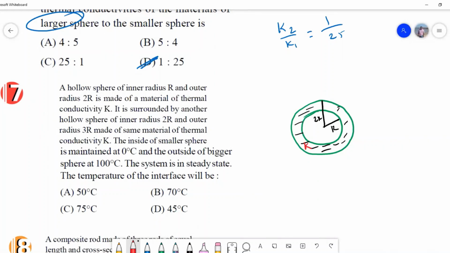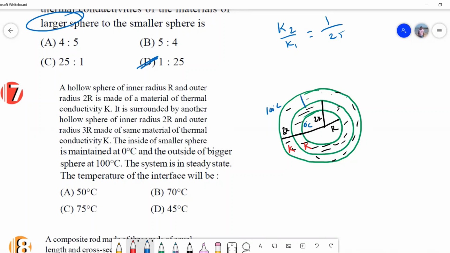Now it is surrounded by another hollow sphere. Let's draw one more hollow sphere around it, and the radius of this is given as 3R. The inner radius is R anyway, and this is also filled with the same material of thermal conductivity K. Both are filled with the same material. The inside of the smaller sphere is maintained at 0, and the outside of the bigger sphere is maintained at 100.